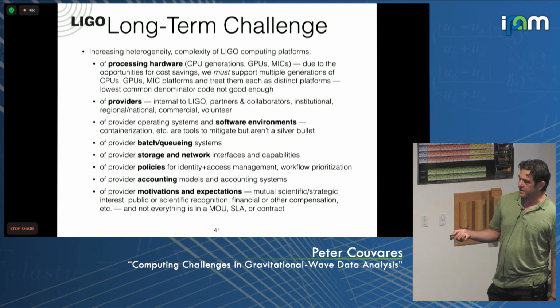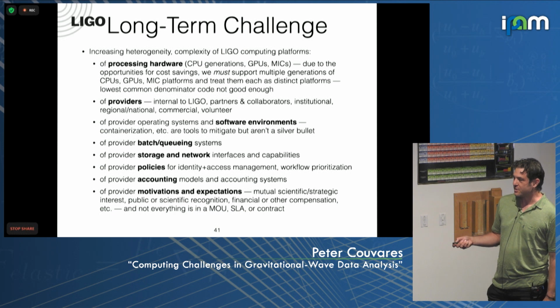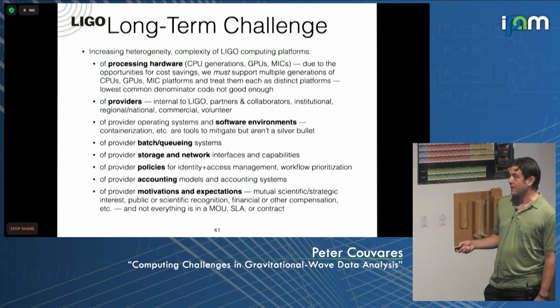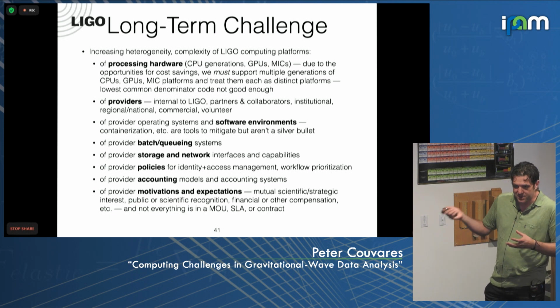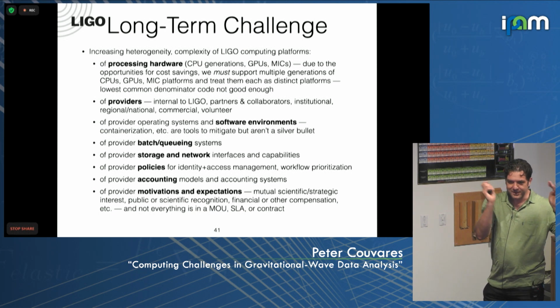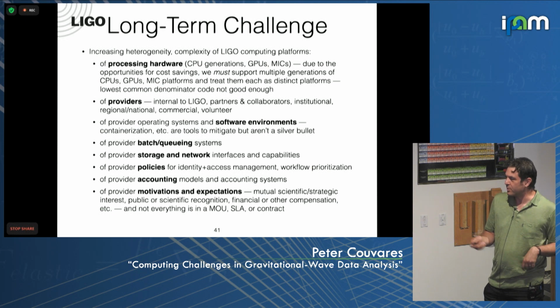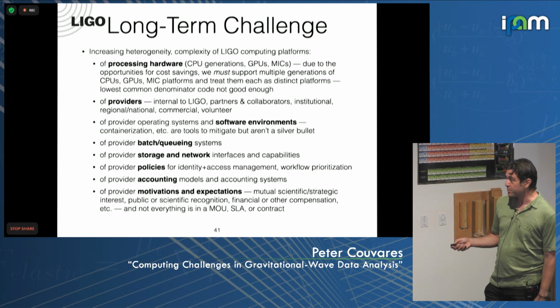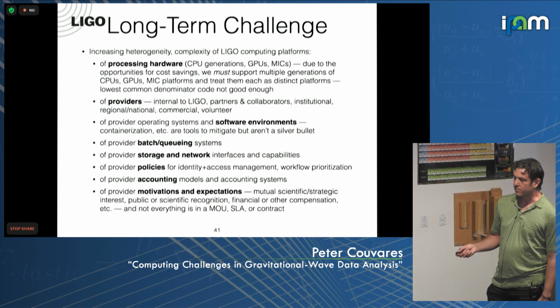And then finally, and this is the most interesting for me, there's increasing heterogeneity of motivations and expectations. Sometimes it's mutual scientific interest. We all want to detect gravitational waves. Sometimes it's very strategic. You've got HPC centers that don't want to lose their funding. They don't really care about high throughput jobs. They want to run sexy simulations, but they need to work with you. Sometimes they really want to help. Sometimes people care about scientific recognition. Sometimes it's really PR with the funding agencies. Sometimes all people care about is money. That's certainly true of the cloud.